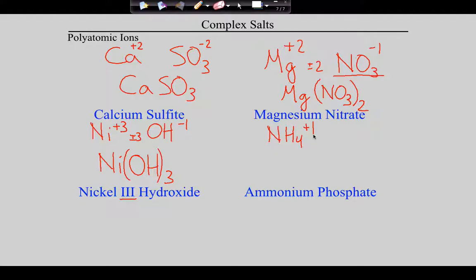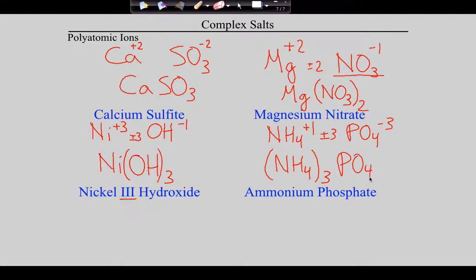Now phosphate ends in ATE. That tells us it's on the polyatomic chart as well. It's on the far right-hand side, being the only polyatomic with a -3 charge there. So now we need to make these balanced. +1 and -3 will meet up at ±3. This means that we need 3 ammoniums to have a charge of +3. So we've got NH4, but now if we need 3 of them, we need to put that in parentheses and add the 3. Now we need 1 phosphate.